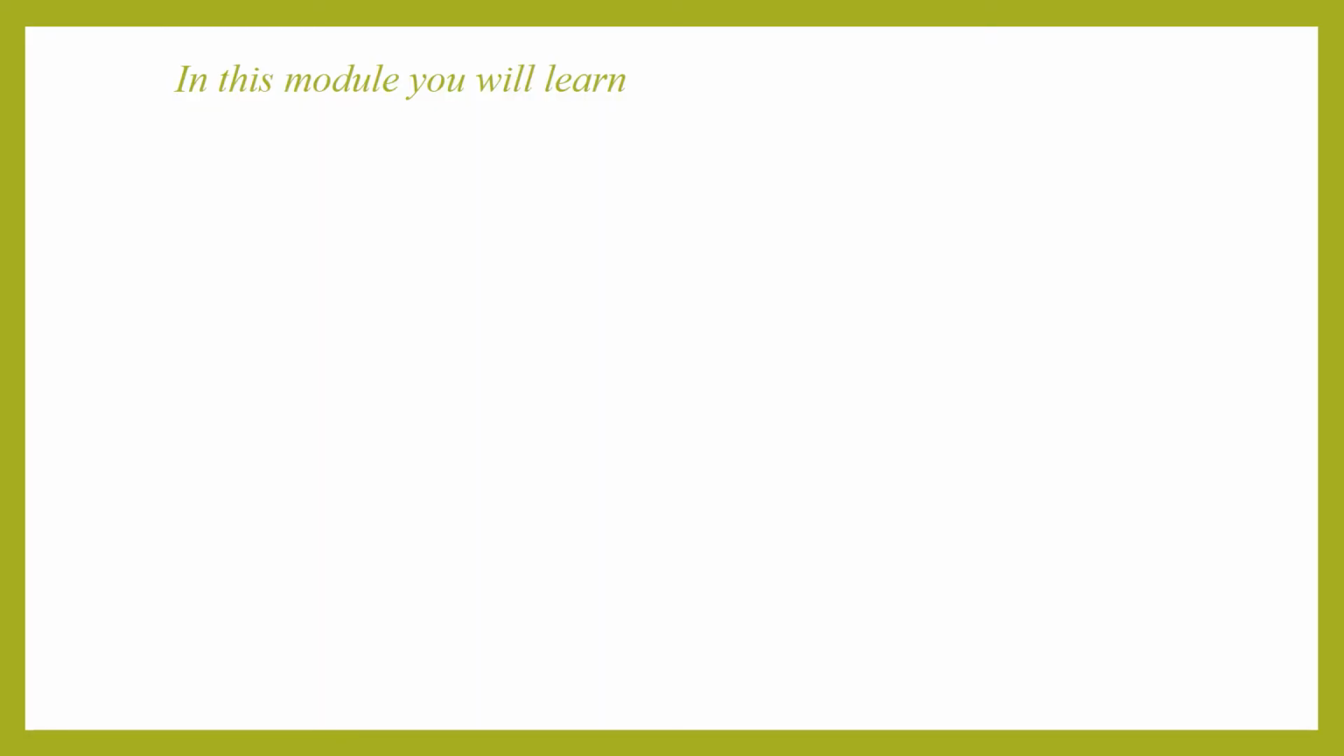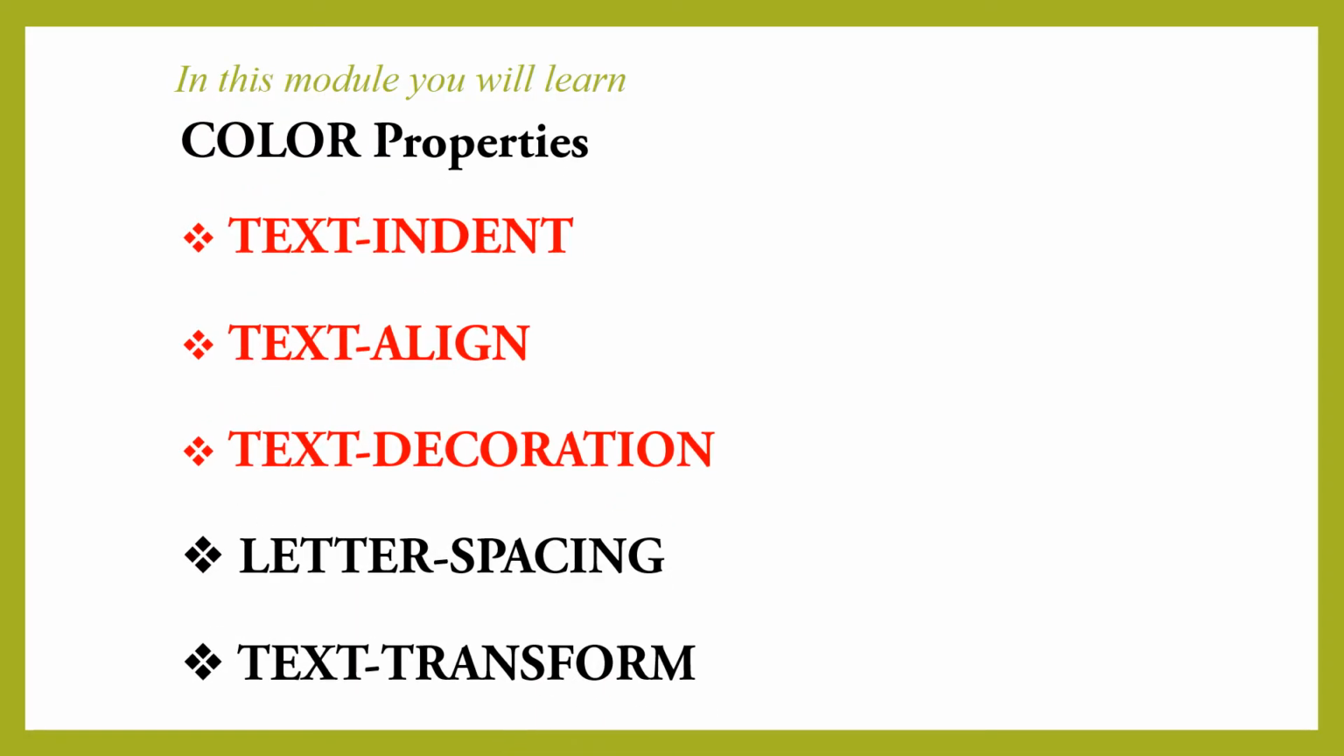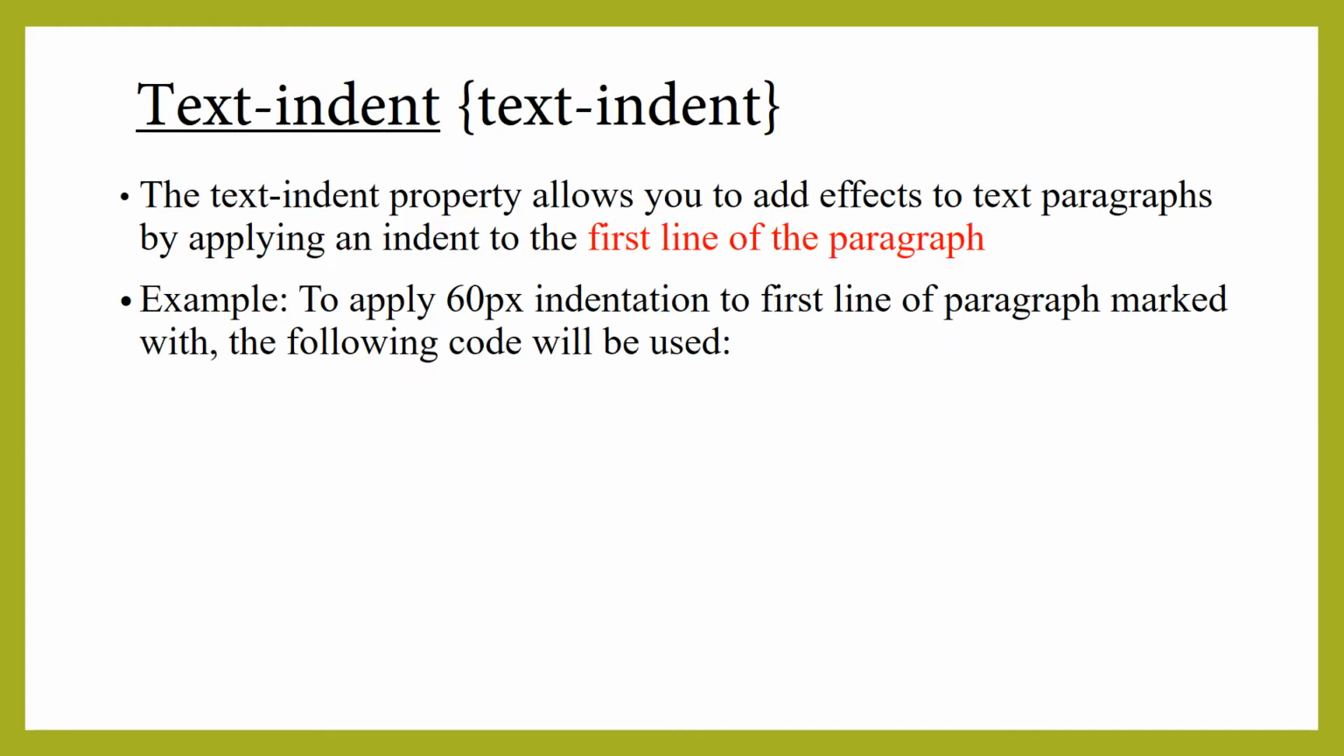In this module, we will discuss the text indent property, text align property, and text decoration property in CSS. The text indent property allows us to apply an indent to the first line of a paragraph. For example, to apply 60px indentation to the first line of a paragraph, the following code will be used. Let us see.